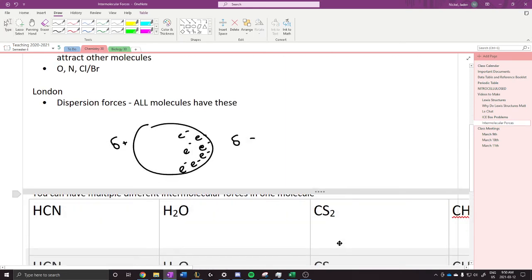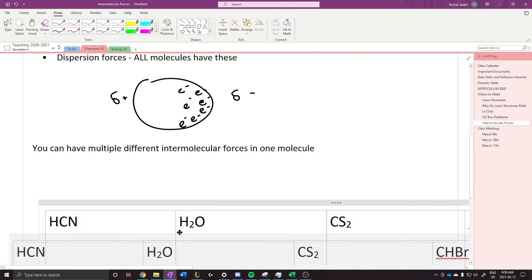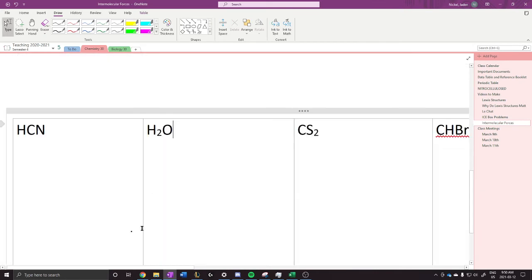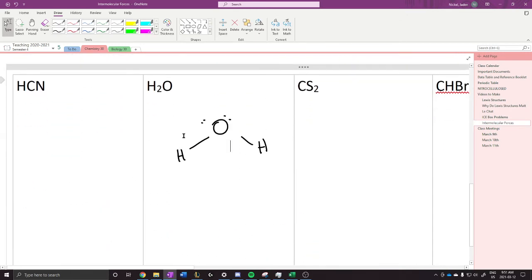So let's take a look at a couple of these different examples here. Let's throw these up at the top, get rid of that little dot, and talk about them. So let's say that we had H2O. I already drew that, so we'll draw that one again. And we'll talk about all four of these forces and whether they're present.